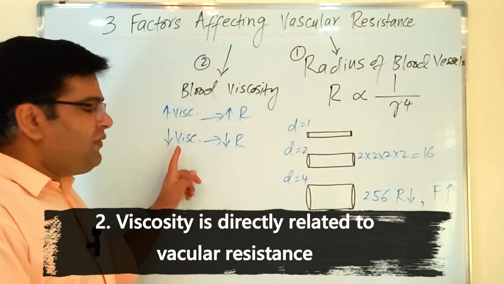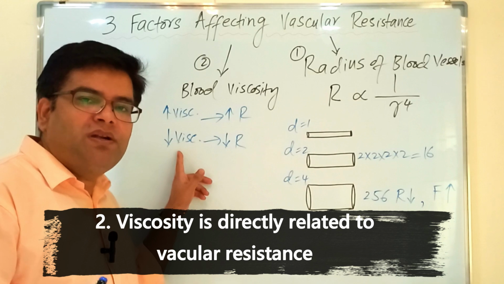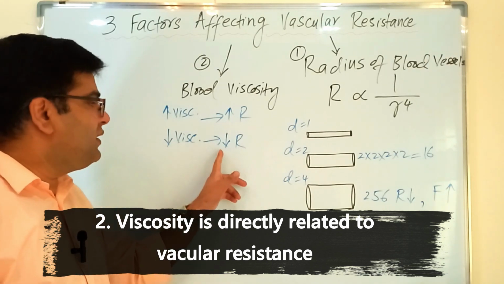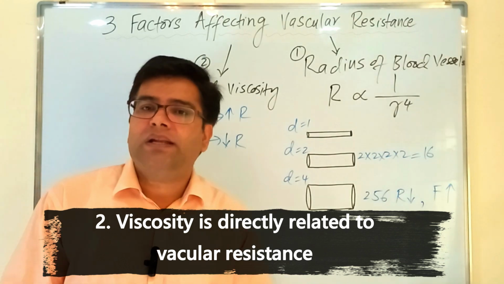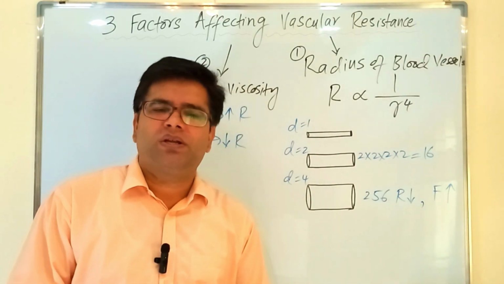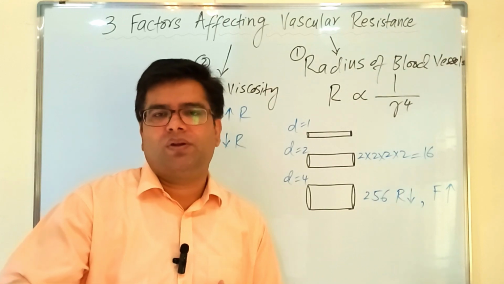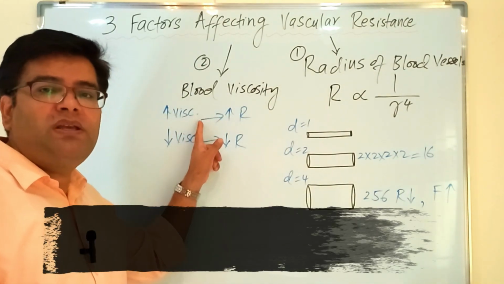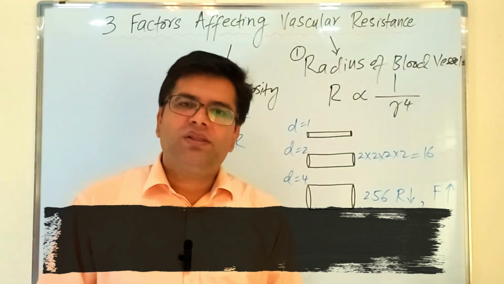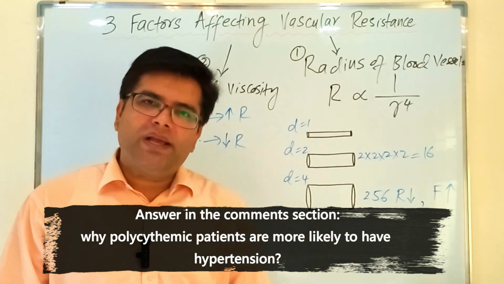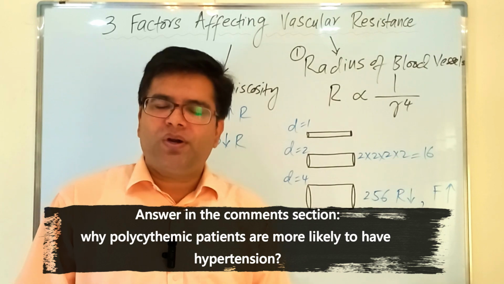What will happen in case of anemia? Because there are fewer red blood cells available, the blood viscosity will decrease and that will decrease resistance, and hence blood flow will become faster. So an anemic patient has hyperdynamic circulation, but in case of a polycythemic person, the blood flow will be sluggish. Can you answer in the comment section why polycythemic patients are more likely to have high blood pressure?